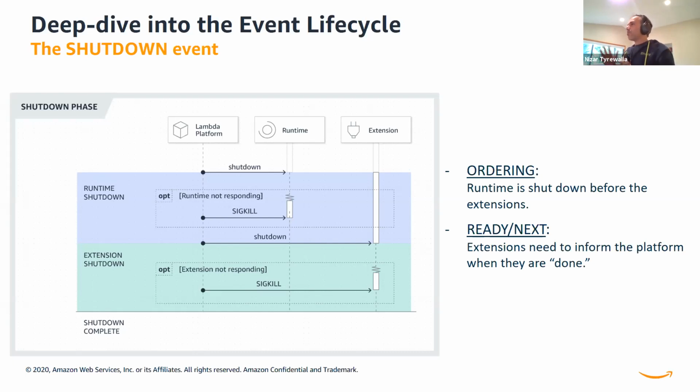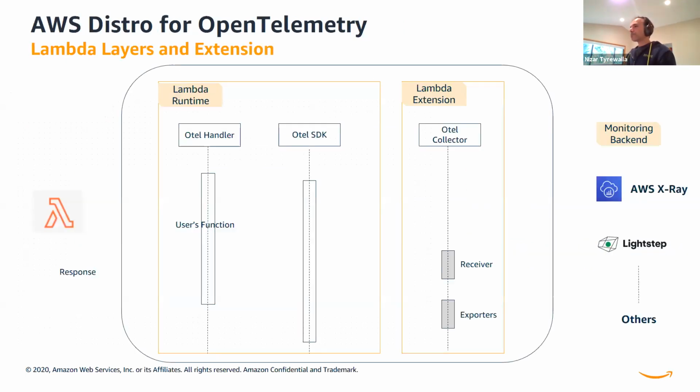So again, the runtime is shut down before the extensions, and once the extensions are shut down, they have to give a signal that the shutdown is complete. For some reason where the extensions cannot be shut down, a kill signal can be sent.